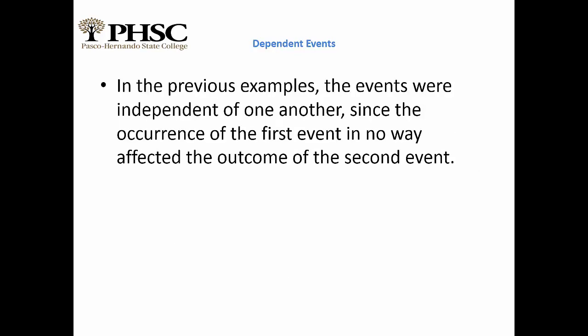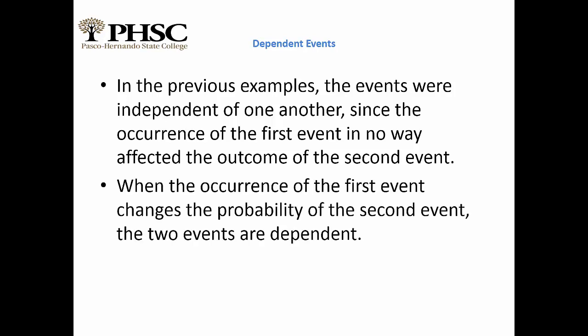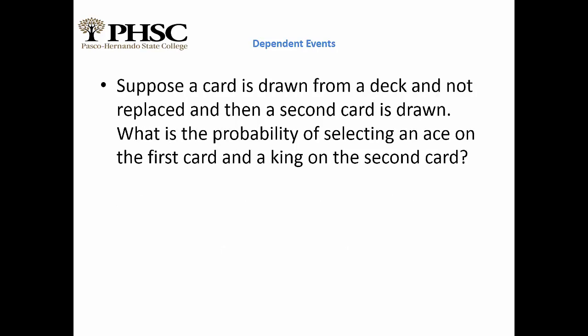In the previous example, the events were independent of one another, since the occurrence of the first event did not change the probability of the outcome of the second event. When the occurrence of the first event in fact changes the probability of the second event, then these two events are dependent on each other. For example, suppose a card is drawn from a deck and not replaced. Then a second card is drawn. What is the probability of selecting an ace on the first card and a king on the second card? It's 4 out of 52 for the first card. Since we're not replacing it, the sample space is no longer 52, but now it's 51. So 4 kings out of 51, and the result is approximately 0.006.